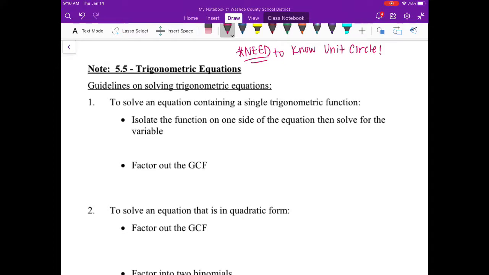Now, to solve these, there are some general guidelines that we're going to talk about, and then we'll jump right into it. When we're solving an equation that has a single trig function, just one, so either all of them are sine, all of them are cosine, and so on, we just have to isolate the function on one side of the equation and then solve for the variable. Always go back and check for a greatest common factor.